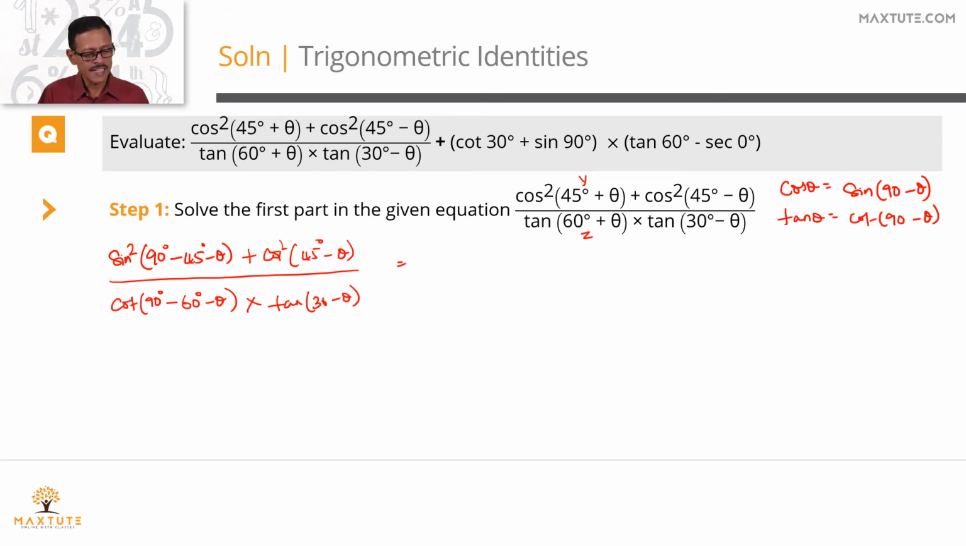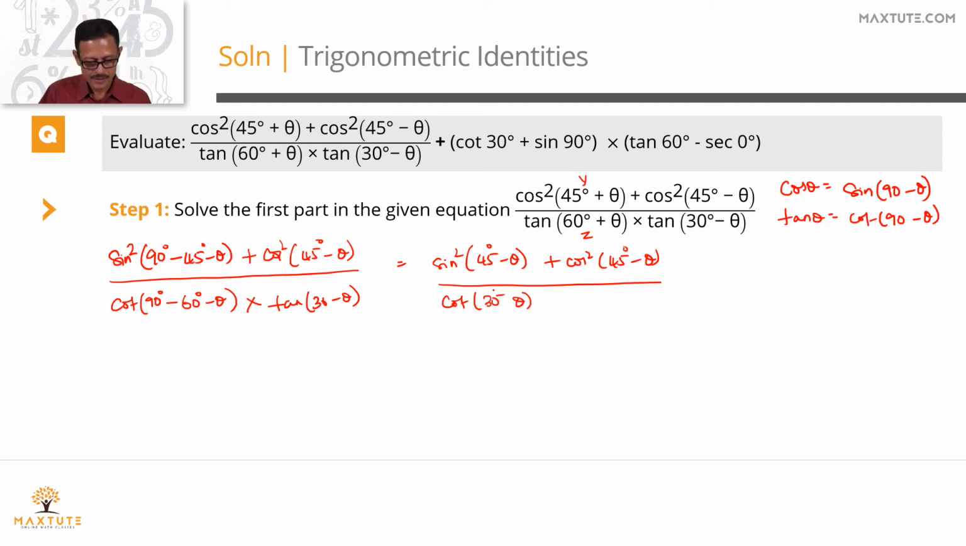Now sine square of 90 minus 45 is 45. So that becomes sine square of 45 minus theta plus cos square of 45 minus theta, right? So this now quickly resembles sine square a plus cos square a. So we know the numerator is going to be equal to 1. Let's look at the denominator. This is going to be cot of 90 minus 60, which is 30. 30 degrees minus theta into tan of 30 degrees minus theta is what we have. Put a degree here as well, right?